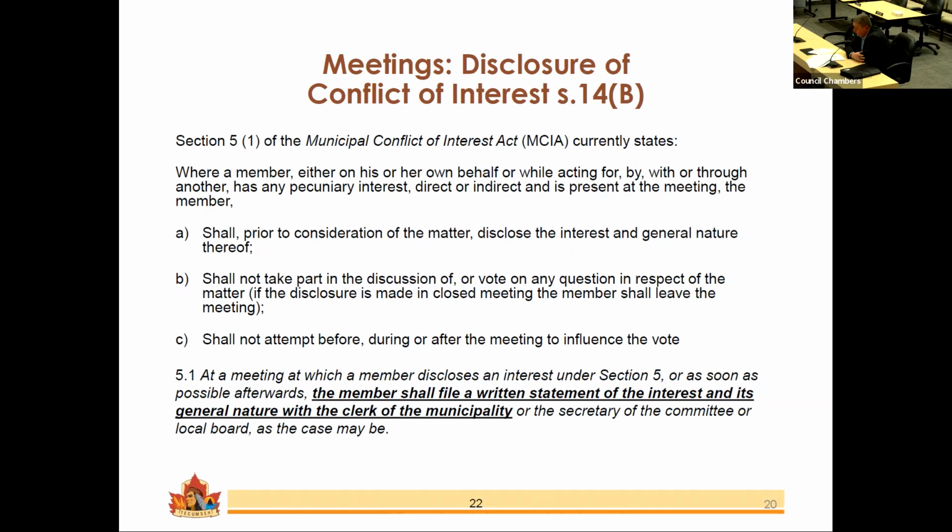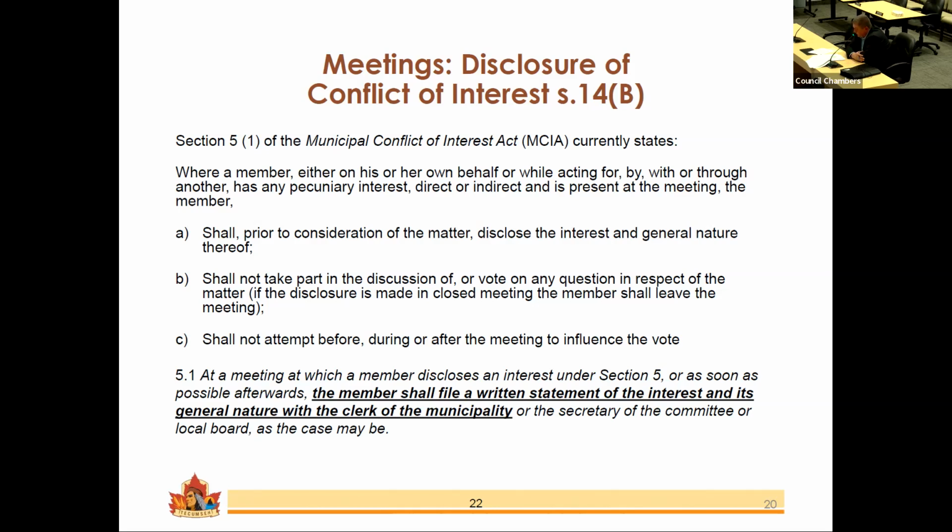It states where a member has any pecuniary interest, direct or indirect, and is present at the meeting, the member shall, prior to the consideration of the matter, disclose the interest and the general nature thereof. Secondly, shall not take part in the discussion or vote on any question in respect to the matter. And if the disclosure is being made in closed session, then the member has the further requirement to actually leave the closed meeting itself.